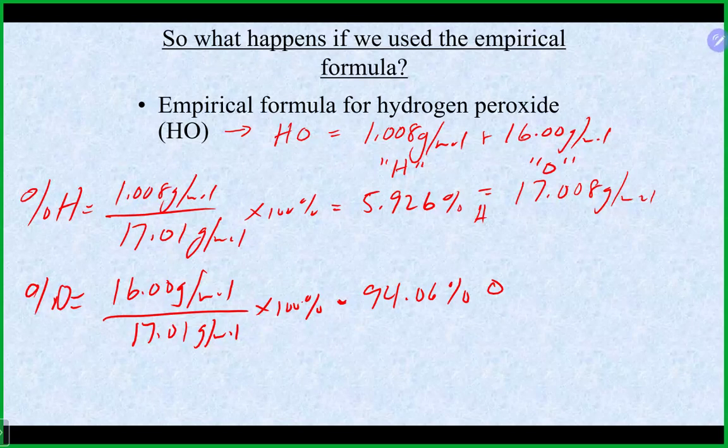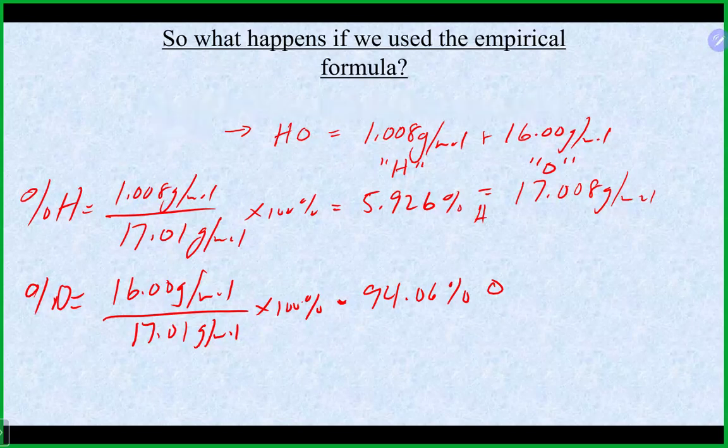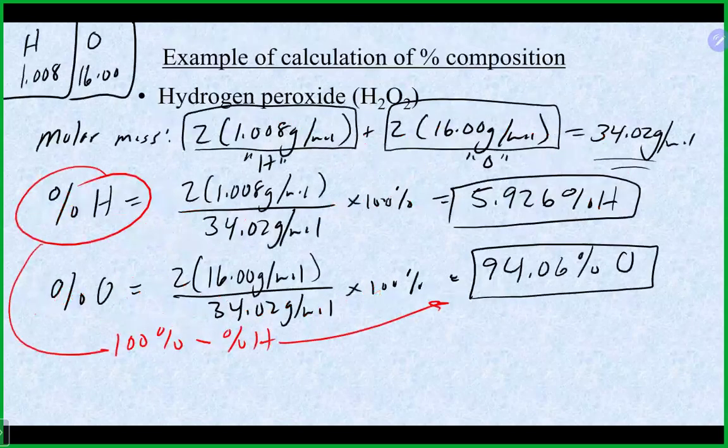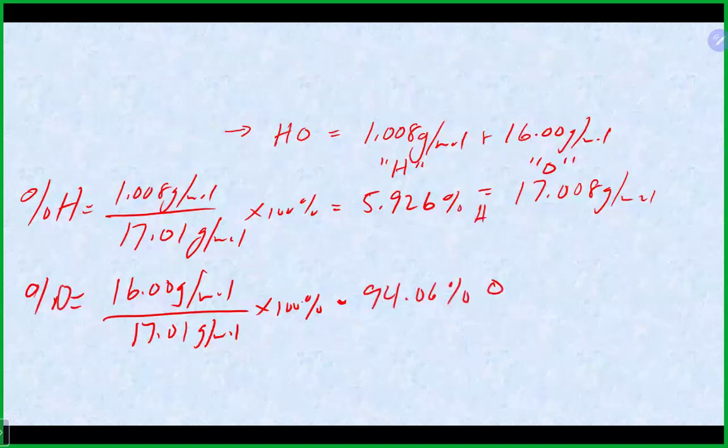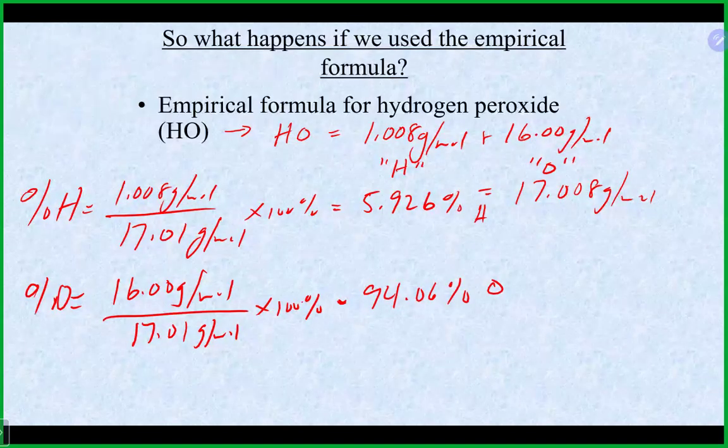And if we compare the percentages from our empirical formula to the percentages from our molecular formula, they are basically exactly the same. That's because the empirical formula is based off the molecular formula. It is the simplest whole number ratio. So you will still have the same ratio of hydrogen to oxygen in this example, and that will give you basically the same percentage by mass of each of those elements.